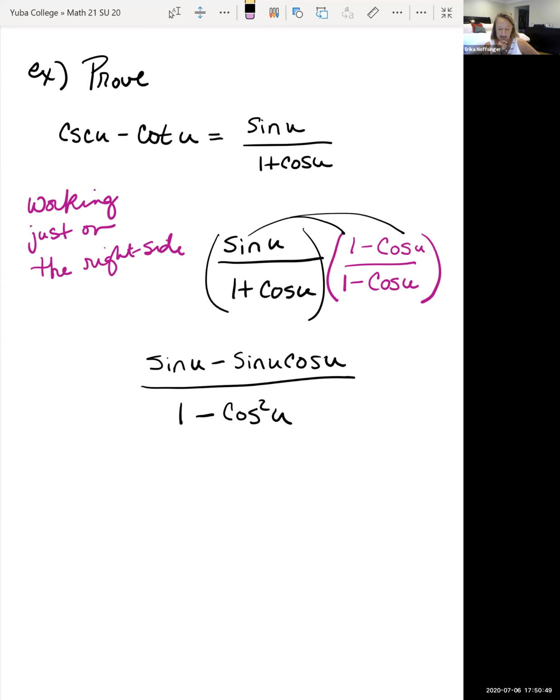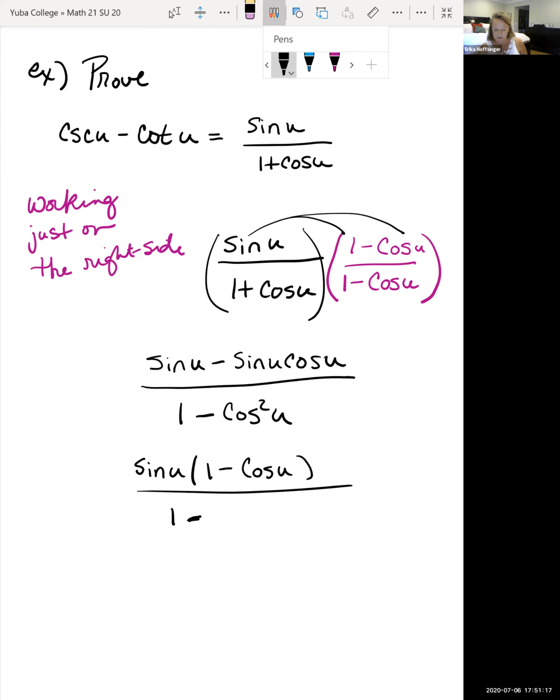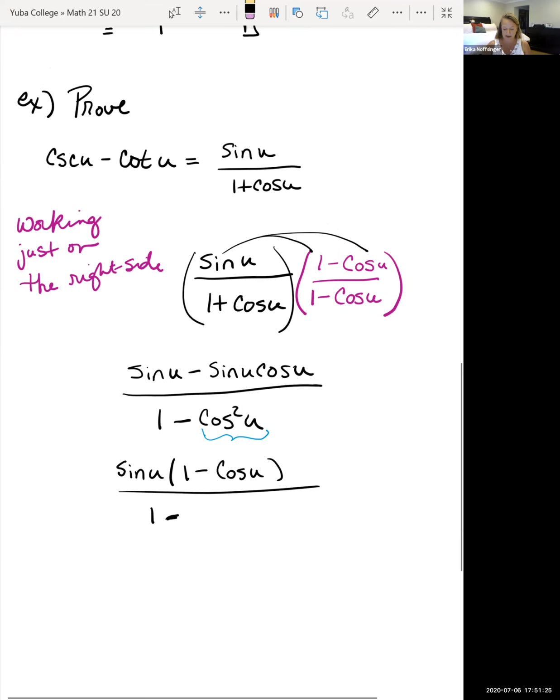Because notice that we can rewrite this as a single term, I think. Let's pull out the sine u on top for a minute, 1 minus cosine of u. And let's use our identity here. Let's rewrite cosine in terms of sine. And we can do this because it's a square. I could not do that if it was just 1 minus cosine u.